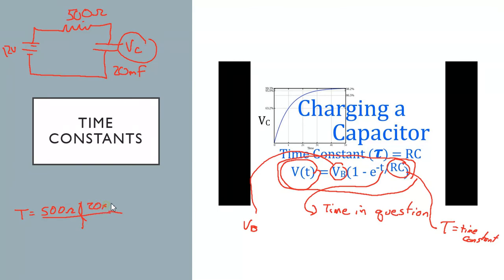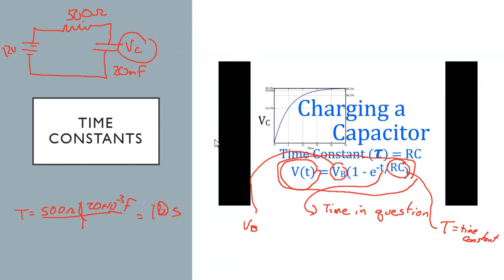20 times 10 to the negative 3 farads. And that's going to give me a time constant, right? 500 times 20 to the negative 3 works out to be a time constant of 10 seconds. So the time constant is 10 seconds.